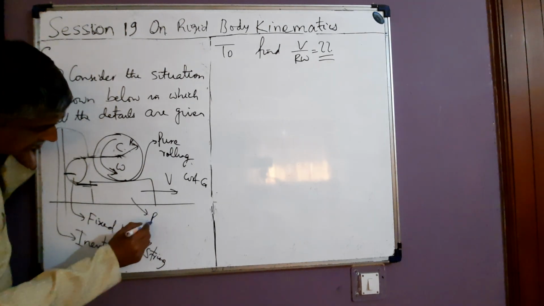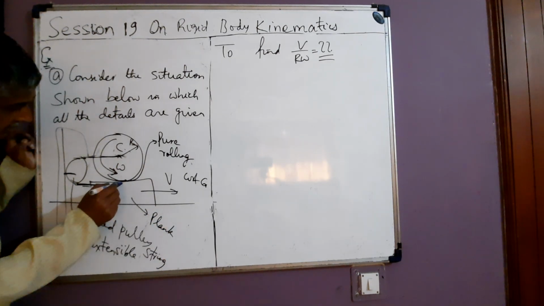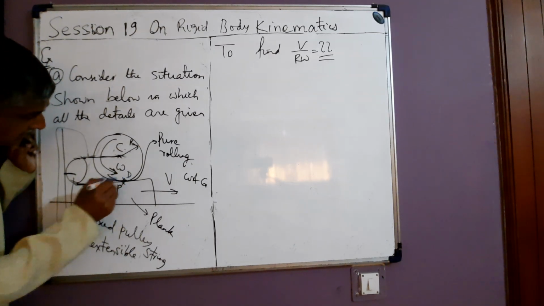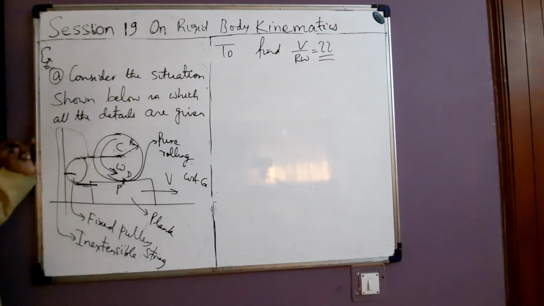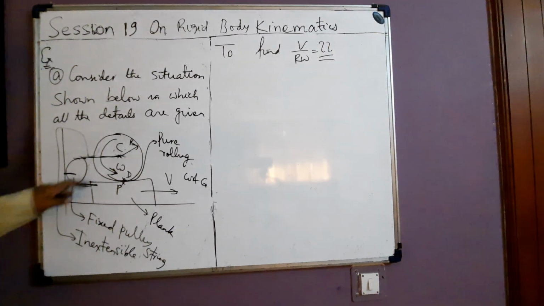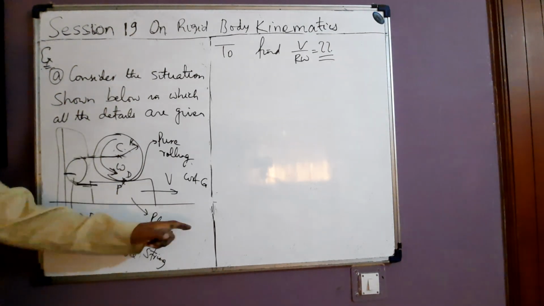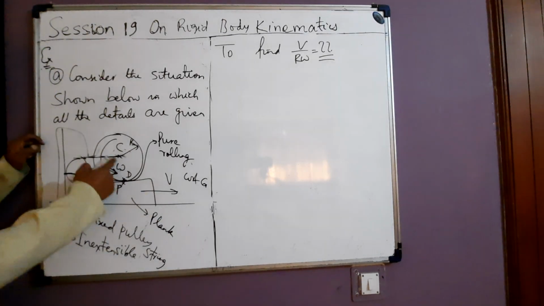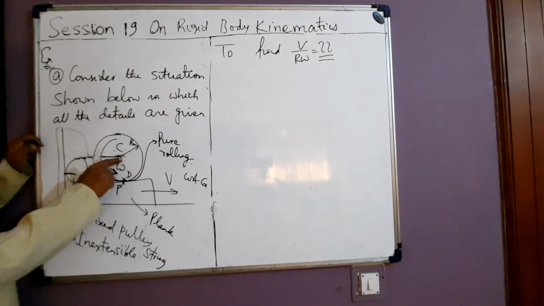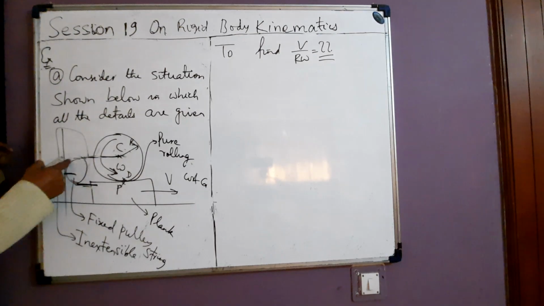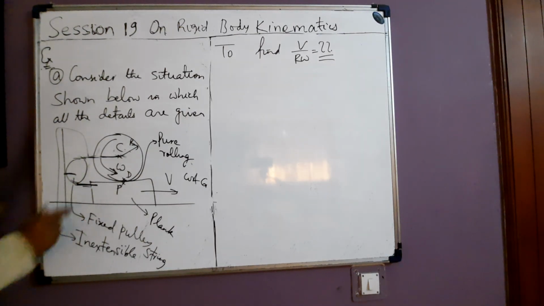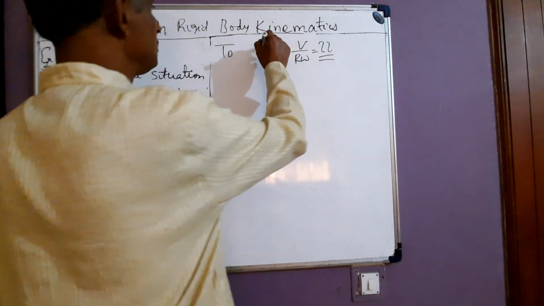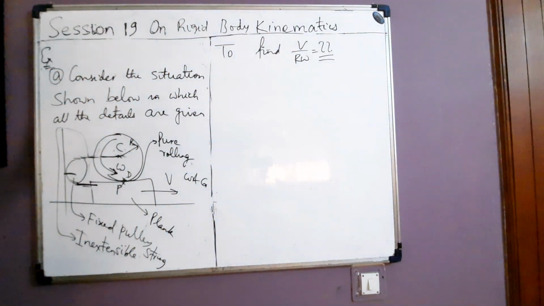This is the plank. This is the material point P of the plank in contact with the drum, and D is the material point of the drum in contact with the plank. Omega is the angular velocity of the drum with respect to ground. V is the speed of the plank with respect to ground. The string is inextensible. It is attached to center C of the drum, passes over the fixed pulley, and is attached to this plank. Now we have to find the value of the ratio V by R omega.